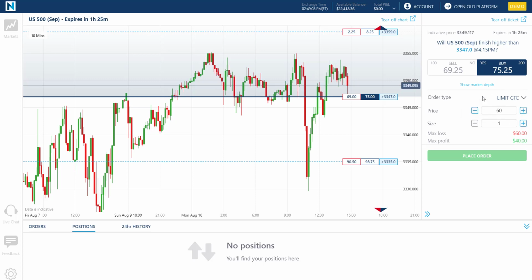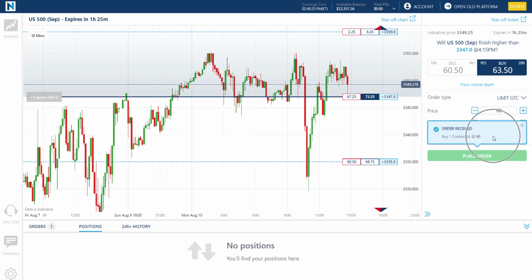Notice that the risk reward for this order is calculated on the order ticket, and the maximum potential loss and maximum potential profit are displayed before you place your order. If everything looks good, click Place Order to send your order to the market.